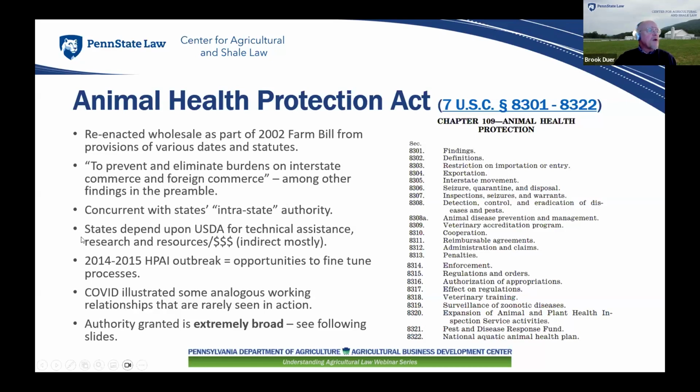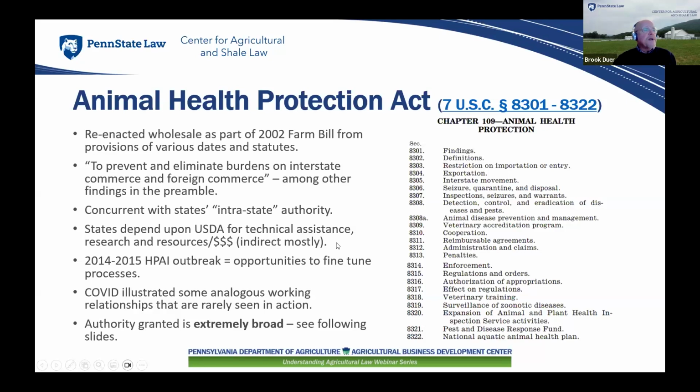So we'll talk about that a little bit. Now, the states generally, as I alluded to before, depend on USDA in this structure of concurrent authority for technical assistance. Obviously, USDA is capable of a lot more research and has a lot more technical skill, at least in terms of sheer numbers of veterinarians, et cetera. And of course, they have the power of the purse and congressional appropriations in this area.